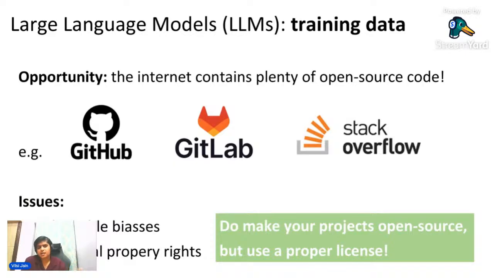Now we have large language models, which we call LLMs, and the training data. So what are they basically? The internet contains plenty of open source code, in GitHub, GitLab, Stack Overflow, the whole of Google is covered with data, and a lot of things are there. So what these LLMs are doing is they are learning from that, right? They are understanding from that.